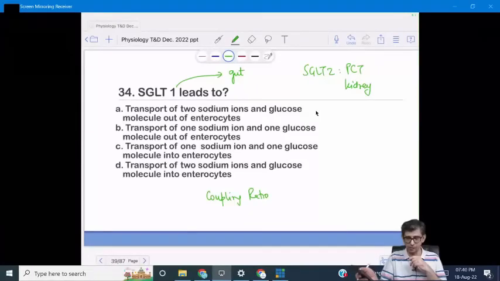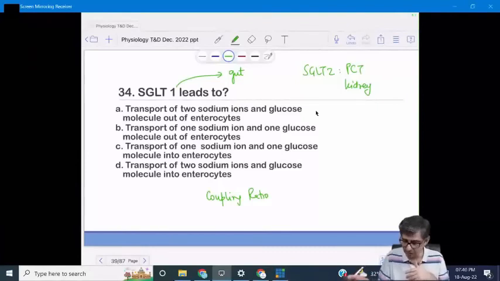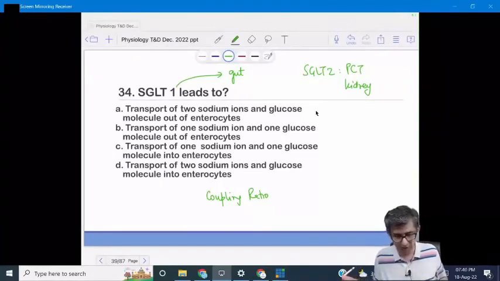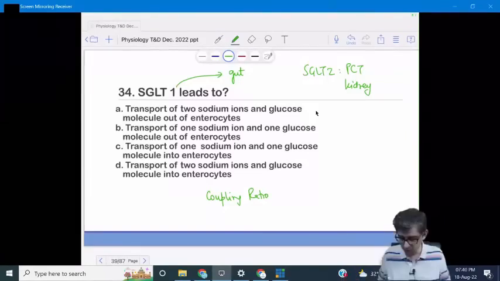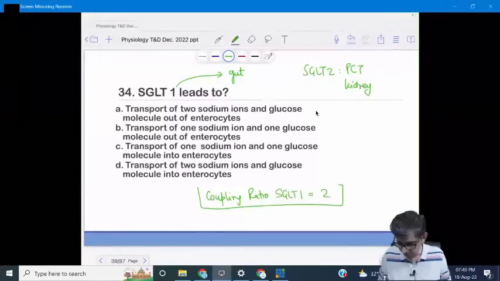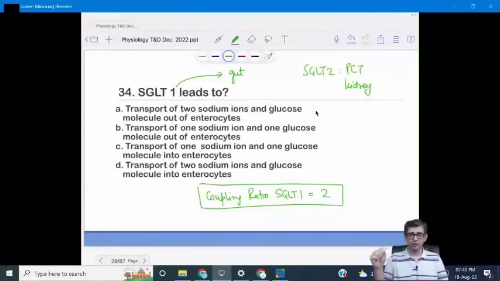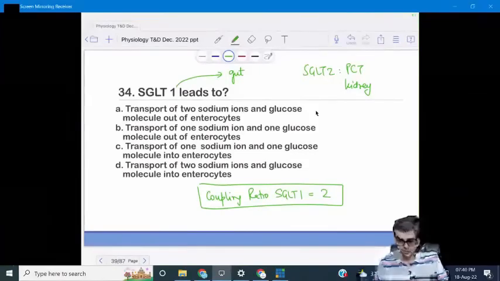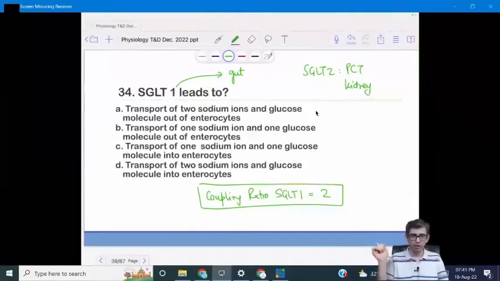Okay, I had variable response to this particular question, so let's try to work it out. You see सारे के सारे ऑप्शंस में एंटीरोसाइट्स ही है, बट देन द कपलिंग रेशियो ऑफ SGLT1 जो होता है वो 2 लिखा होता है ऐसे. Coupling ratio of SGLT1 is 2. Now what it basically means is that there is transport of two sodium ions and glucose molecule into the enterocytes.